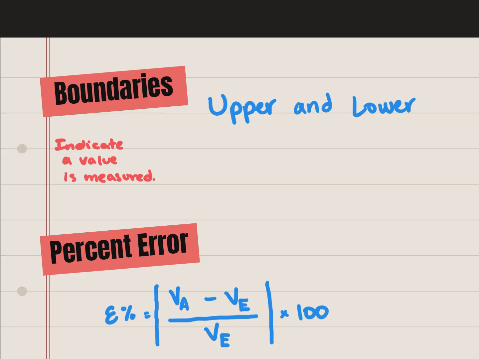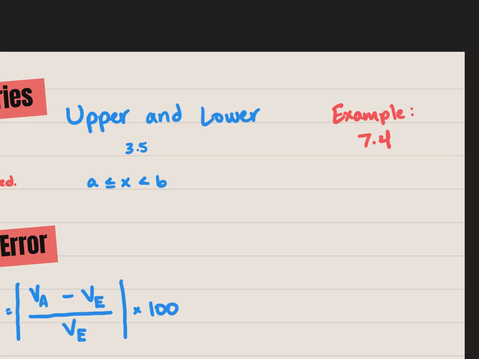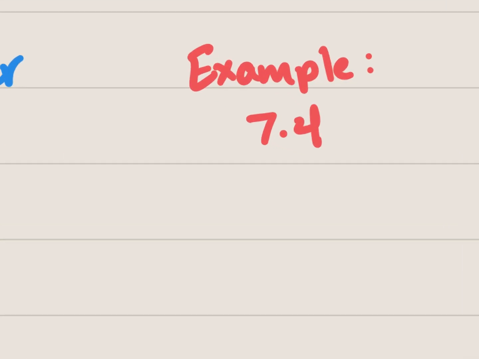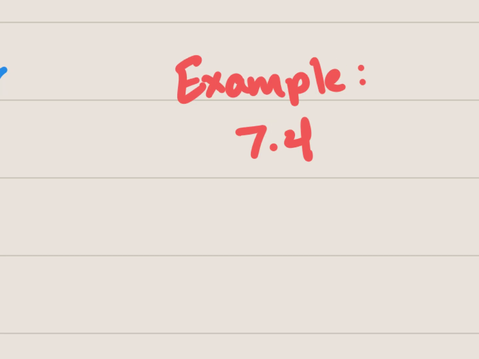So let's say my value was 3.5. I'm looking for the range of values that would round to 3.5. The way we write that range is we always go lower bound, less than or equal to x, or in this case, our x would be 3.5, less than b. Let's take a look over here with an example like 7.4. I want the numbers that would round to 7.4.